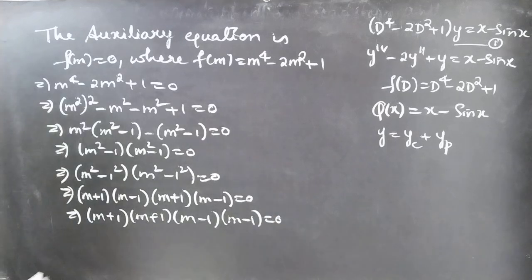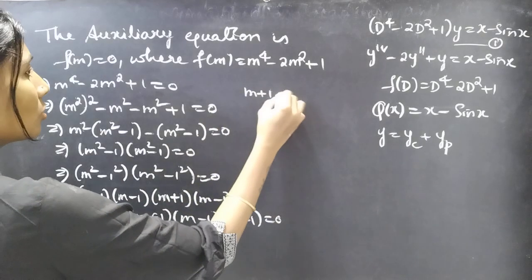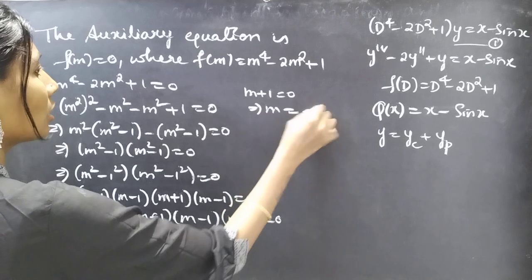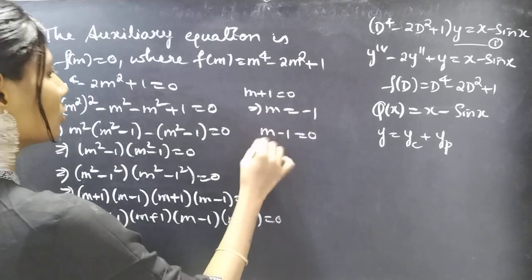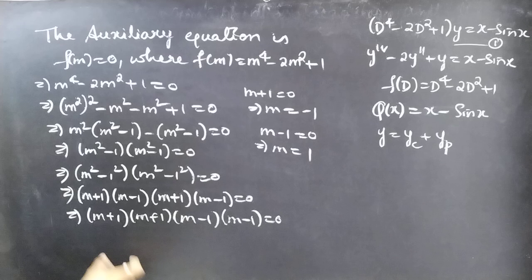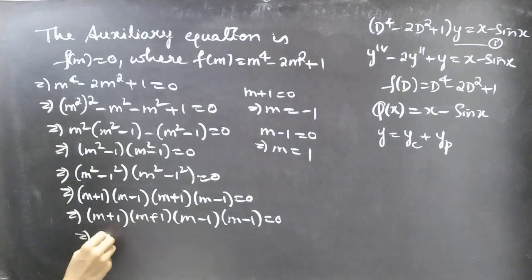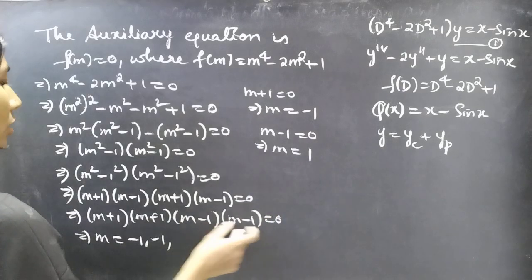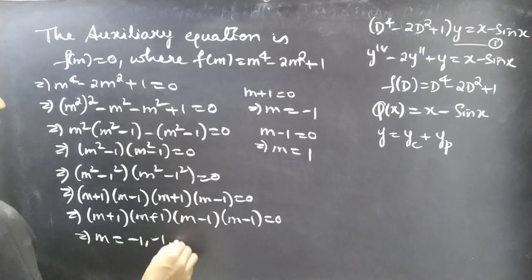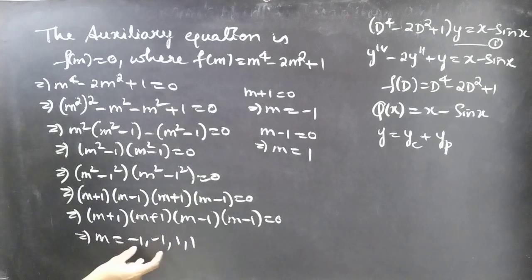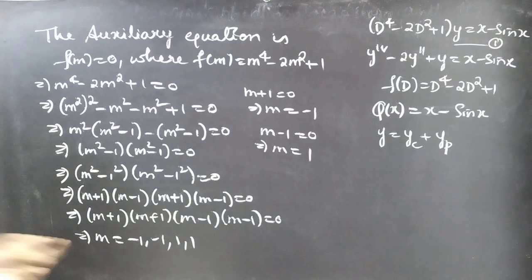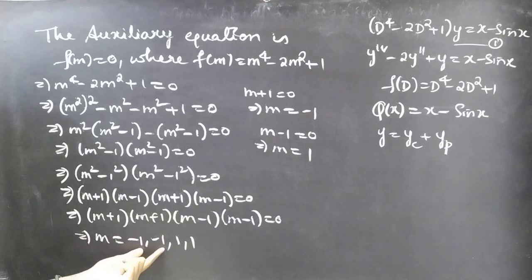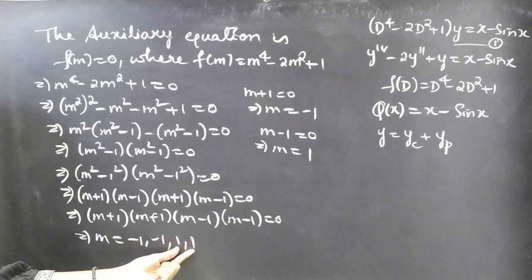Now we equate each term to 0. When m + 1 = 0, you'll get m = -1, and when m - 1 = 0, you'll get m = 1. Since m + 1 is repeating twice, you'll get m = -1 twice, and since m - 1 is repeating twice, you'll get m = 1 twice. Okay, these two are real and equal, these two are real and equal.